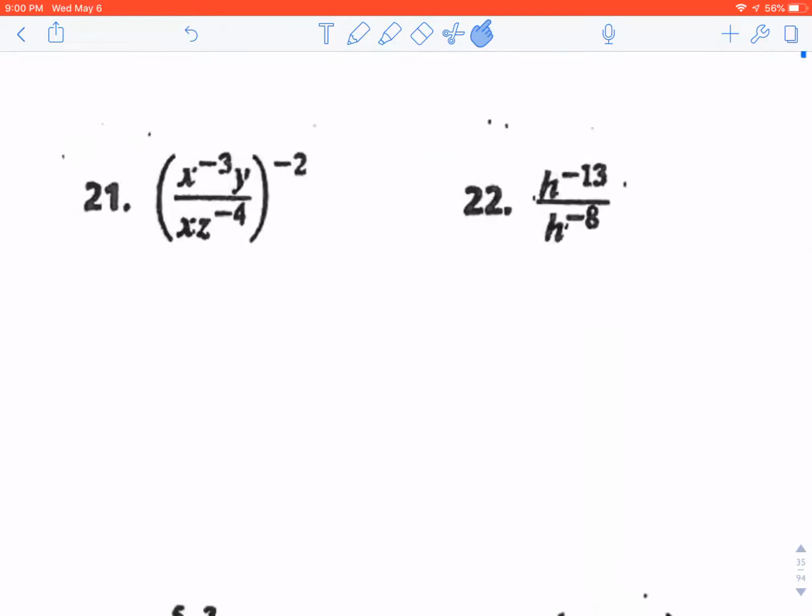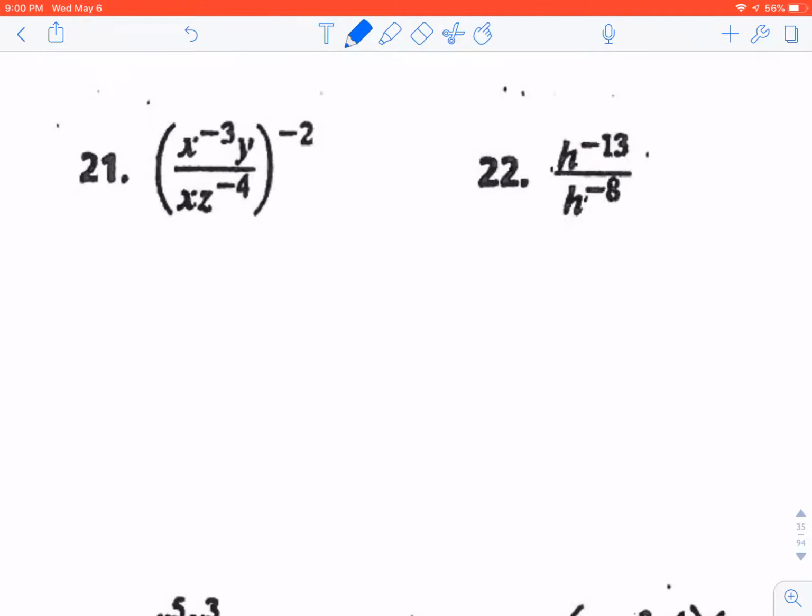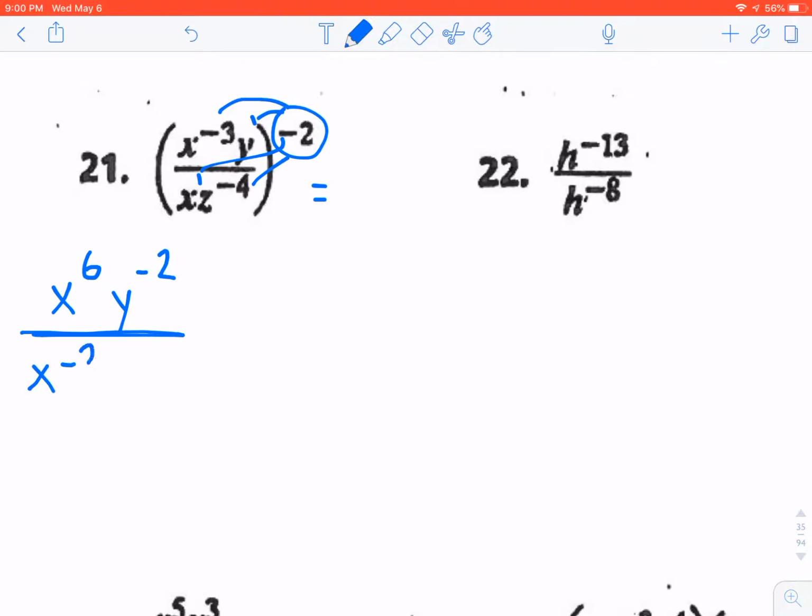Okay, 21. So first step, put your 1 above the y and the x. We're going to multiply the negative 2 to everything. So to get your parentheses cleared, you should have had for your first step, x to the 6th, y to the negative 2nd, over x to the negative 2nd, z to the positive 8th.